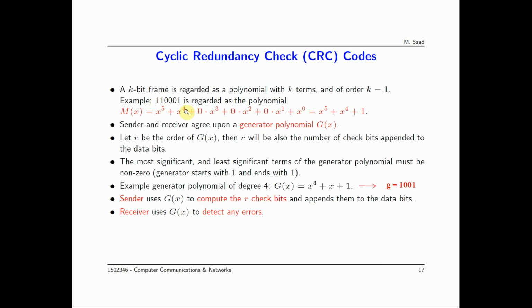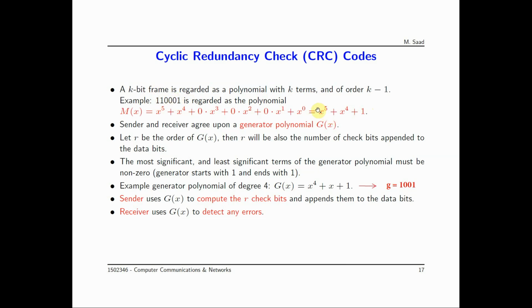If we simplify by getting rid of the 0 terms, it can be seen that, if we think of this bit sequence as being little m, then capital M of x, the polynomial that corresponds to this sequence, is equal to x to the power of 5 plus x to the power of 4 plus 1. So what is this polynomial in relation to the bit sequence? That polynomial basically has coefficients which are the same as those bits.